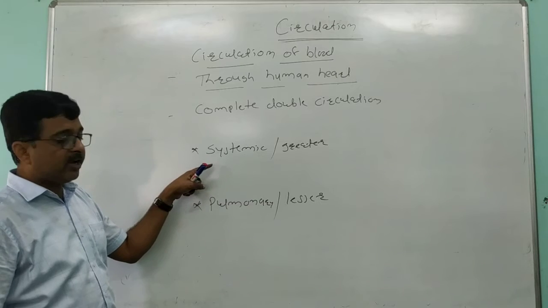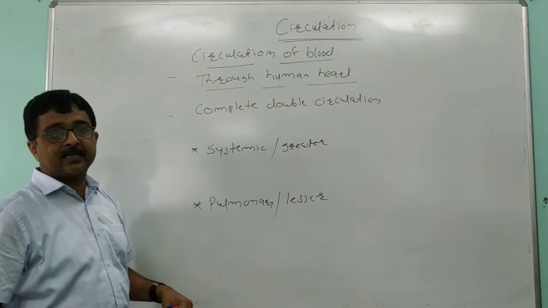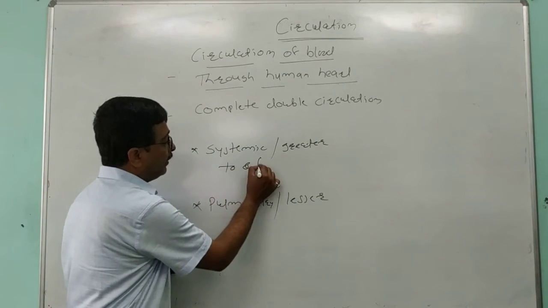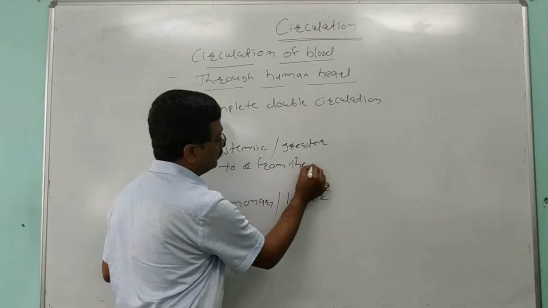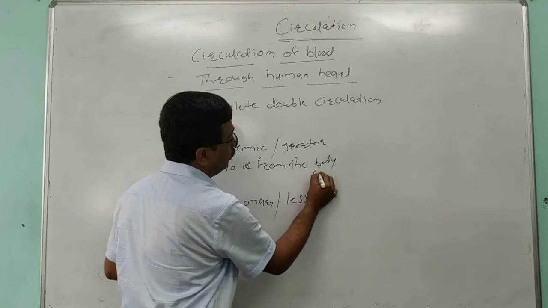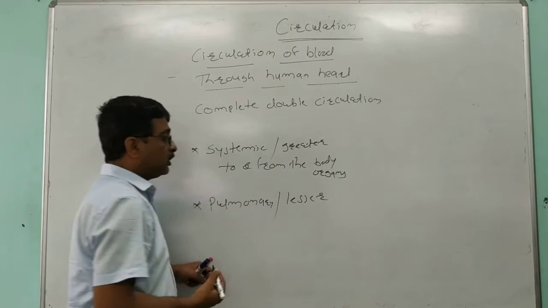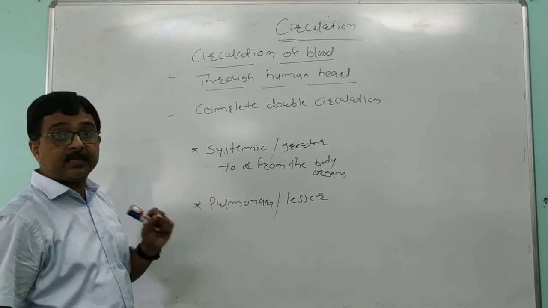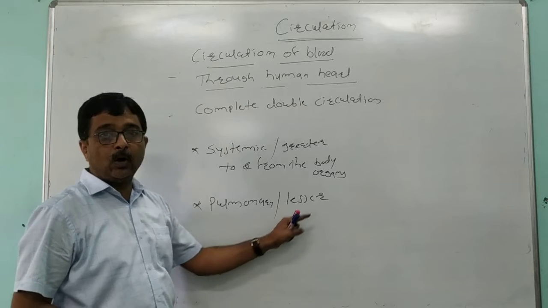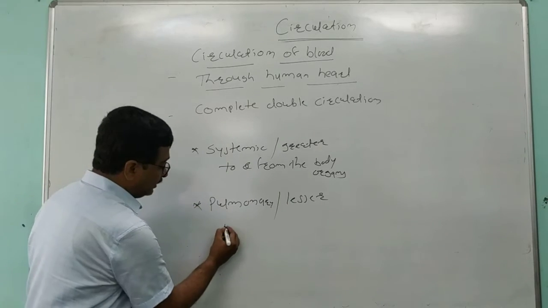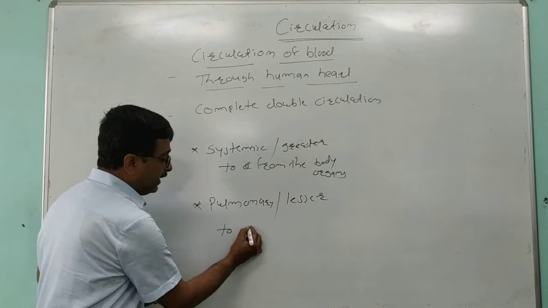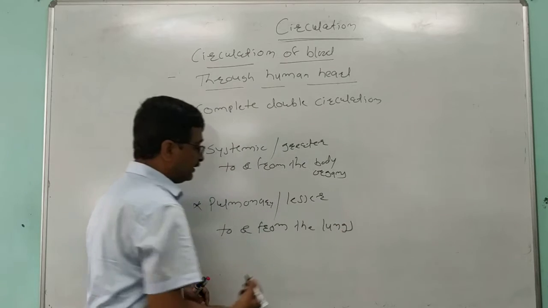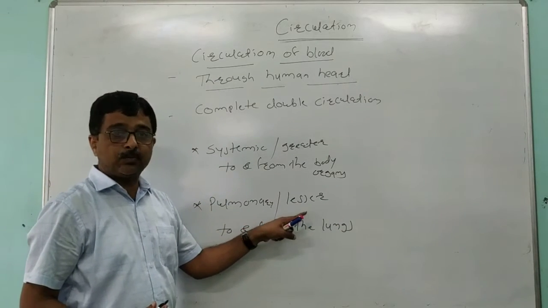In the first part, systemic or greater circulation, there is a flow of blood to and from the body organs. So when there is a flow of blood to and from the body organs, that type of circulation is systemic circulation. Second, pulmonary or lesser circulation. When there is a flow of blood to and from the lungs, it is called pulmonary or lesser circulation.